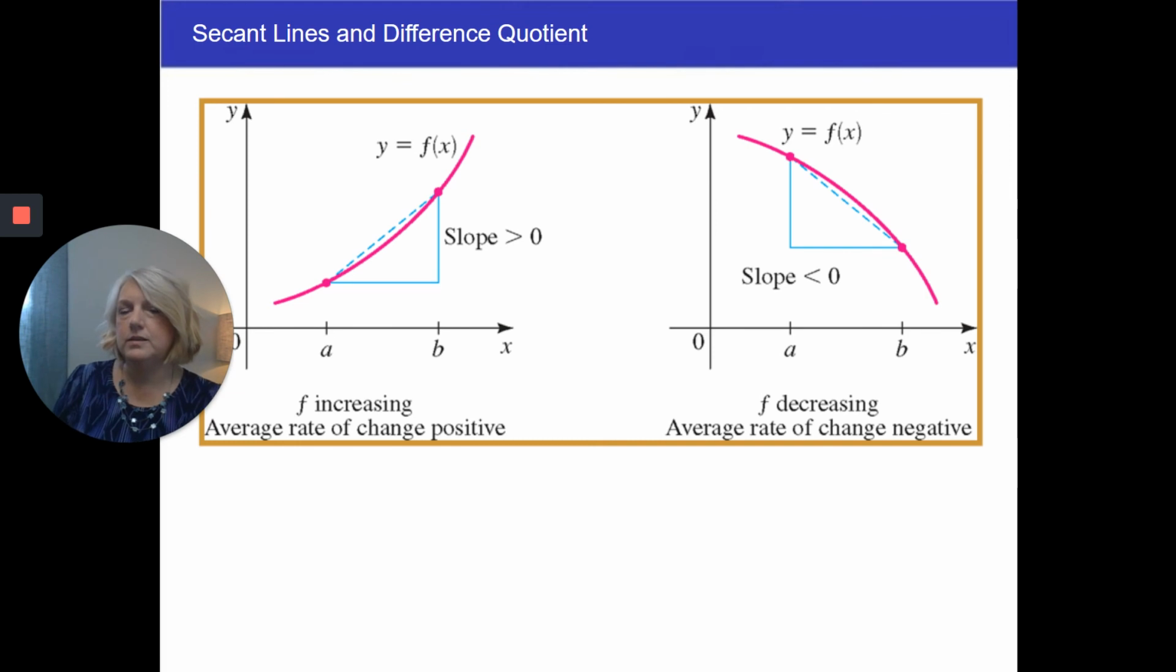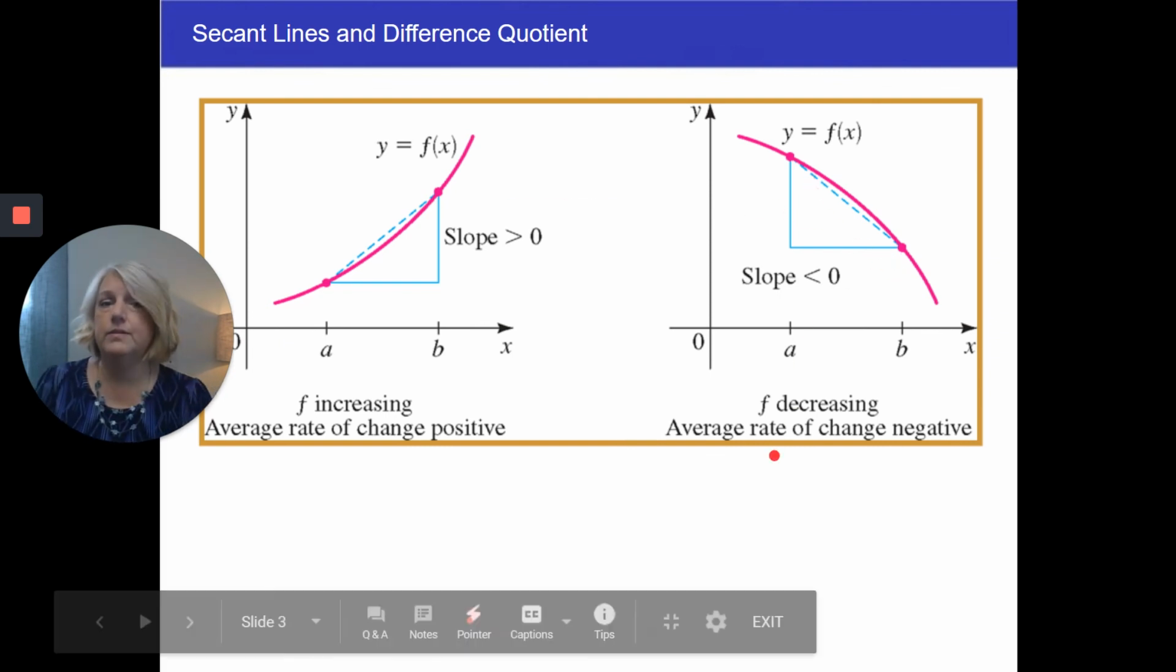A couple of things are important to start paying attention to: what is the behavior of the function when we know things about the average rate of change. If the average rate of change is positive, the second point must have been an increase from the first point. That doesn't mean the function actually increased the entire time, but the overall trend is increasing. And the overall trend is decreasing if your average rate of change is negative.